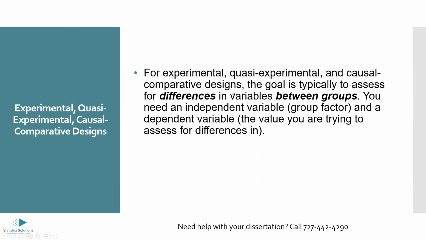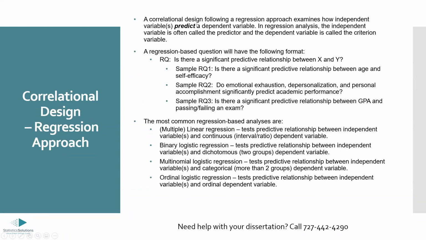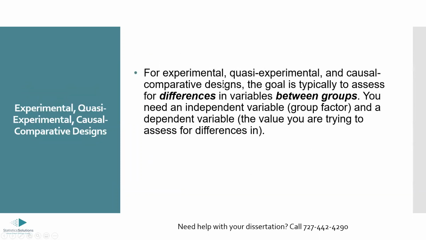The next research design is experimental, quasi-experimental, causal comparative. These all go into the same family because the goal is usually to test for differences. That's the key word, differences in variables between groups. And this differs from a correlation or a regression because previously we're trying to predict. Now we're looking at differences. And to look at differences, you need to have an independent variable that is partitioned into groups. And then you need a dependent variable, which is the value you want to look for differences between.